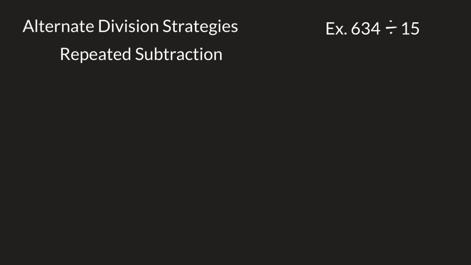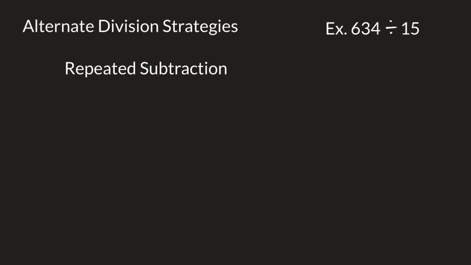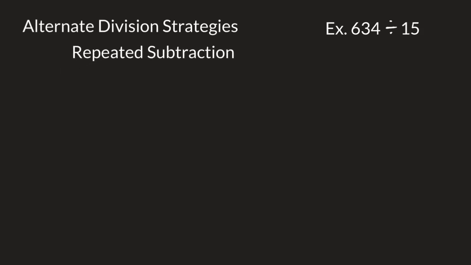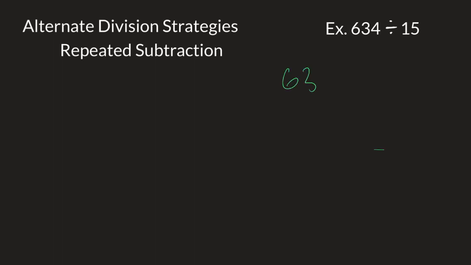Repeated subtraction is the next strategy. Let's try this. Probably one of my most favorite ones. It's very fun to do. We've got 600. Ooh, that was fun, just like that. All right, let's get started with this. What we're going to do is go 634 divided by 15. And we're going to keep subtracting easy numbers that we can figure out. We can start off slow or we can go as high as we want.